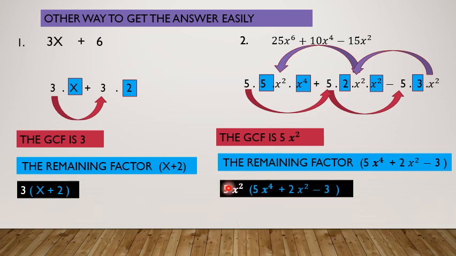Okay, so pagsasamahin natin siya. 5X raised to 2 times quantity. Yan yung basa dyan. 5X raised to 4 plus 2X raised to 2 minus 3. Right? Go to the next. Number 3. Okay, number 3 tayo.